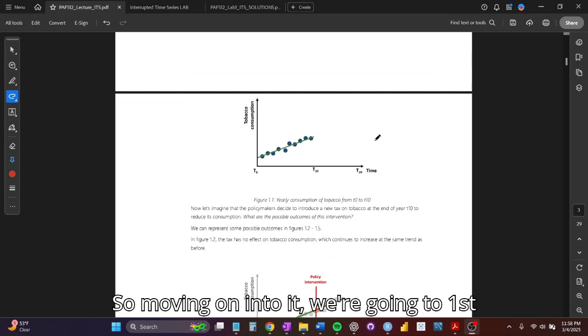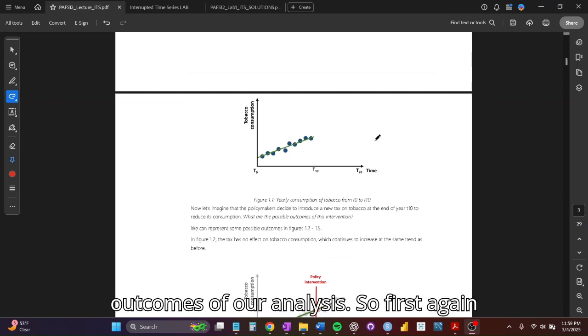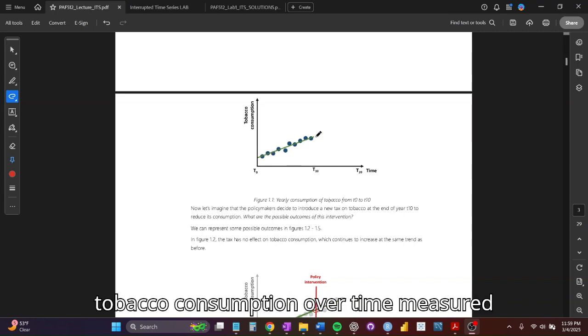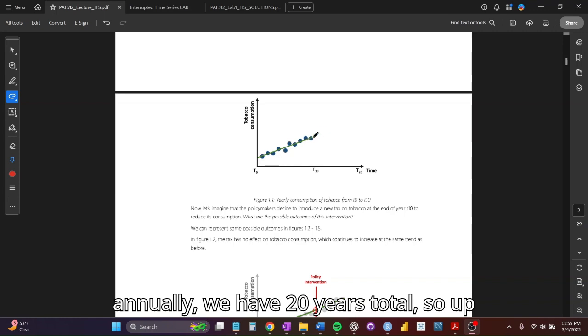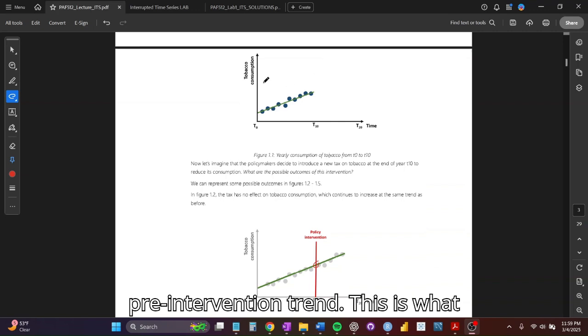So moving on, we're going to first go over the 4 possible outcomes of our analysis. So first, again, this is the tobacco consumption. Tobacco consumption over time, measured annually, we have 20 years total, so up to 10 years, which is the pre-intervention trend. This is what we're looking at here.